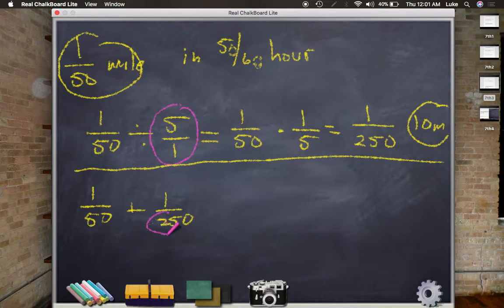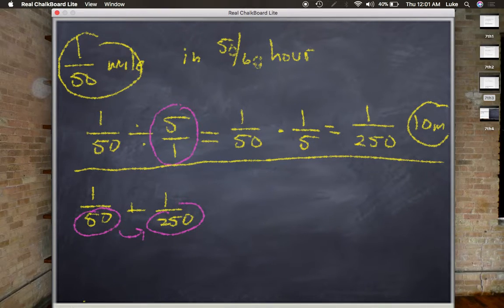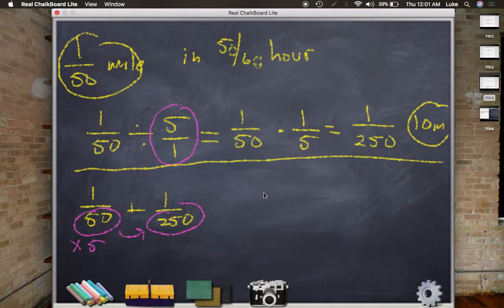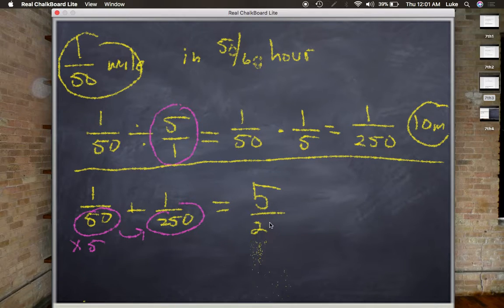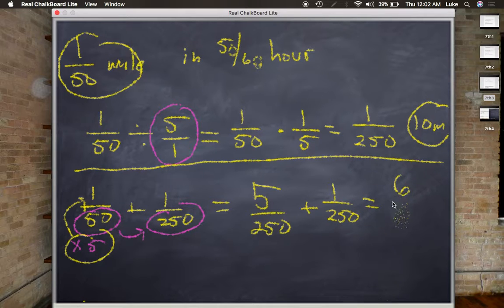Now, since we're adding these together, we do need to have common denominators, and that common denominator is going to be 250, and I need to make this match that. So, to get 250 out of 50, I have to multiply this by 5. Now, if I do that, that's going to equal 5 over 250, because what I do here, I also have to do there. So I have 5 out of 250 plus 1 out of 250. That's going to give us a nice, easy 6 in the numerator with 250 in the denominator.